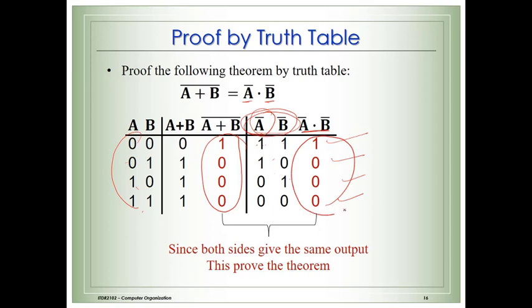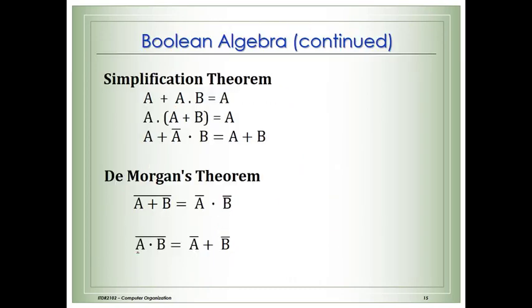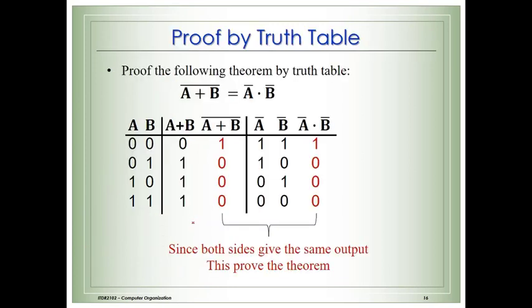But if we see these values and these values, they are the same, right? Since both sides give the same output, this proves the theorem, means A OR B and its whole NOT is equivalent to not A AND not B. Very similar to another theorem, you can go and prove it by yourself using the truth table.